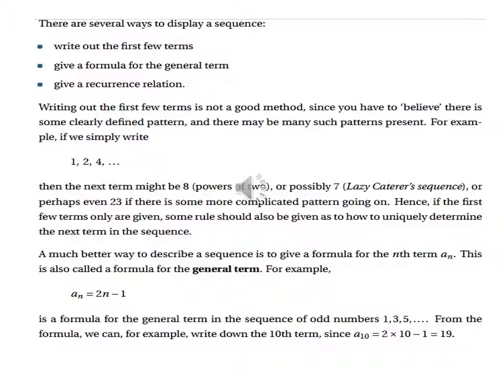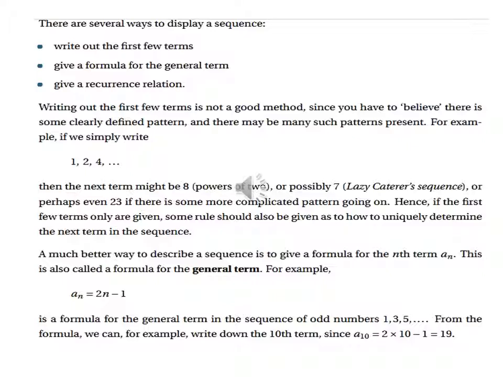For example, if we simply write 1, 2, 4 and so on, then the next term might be 8, powers of 2, or possibly 7, or perhaps even 23 if there is some more complicated pattern going on. Hence, if only the first few terms are given, some rule should be given as to how to definitely determine the next term in the sequence.